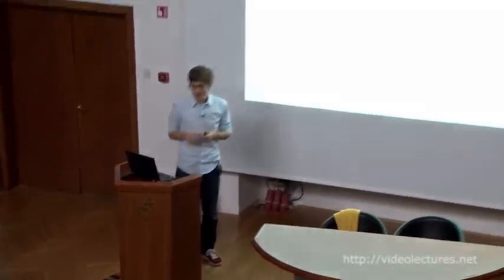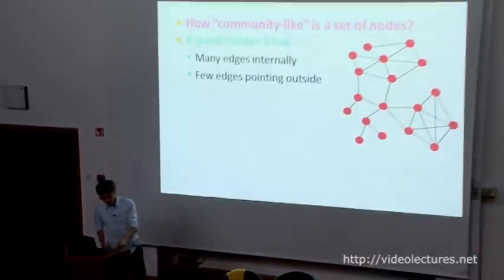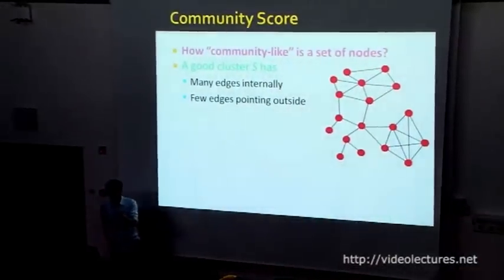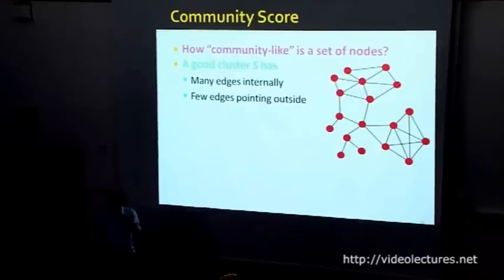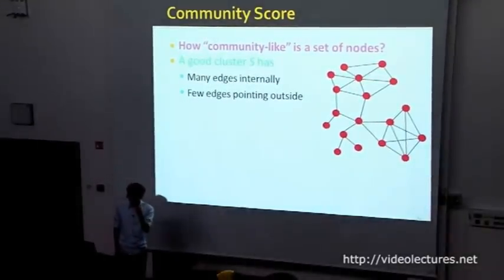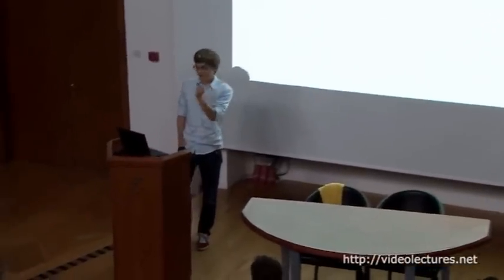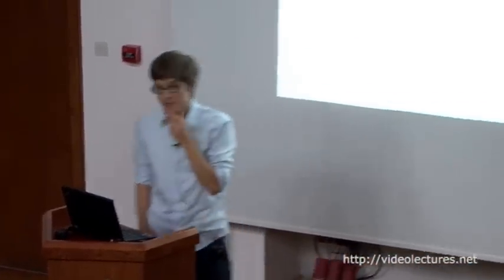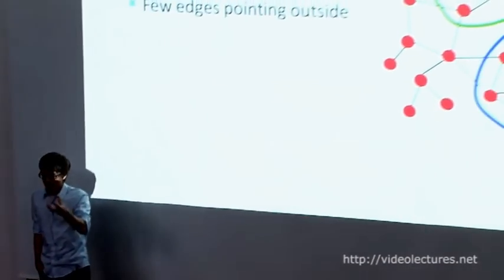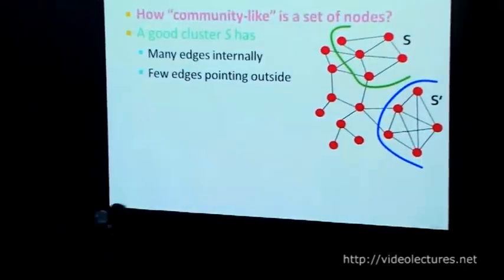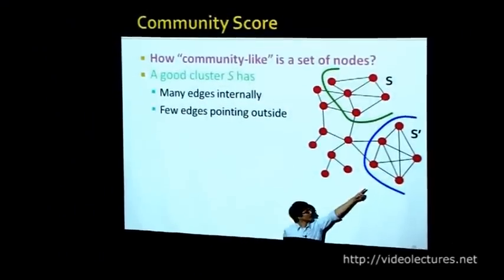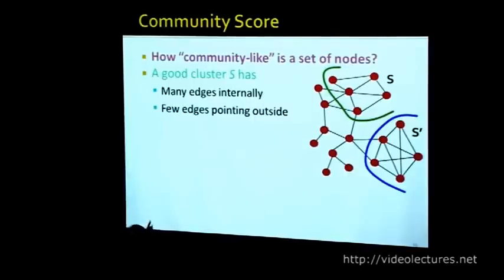So now going back to what we want to do, we would like to design a measure that says how community-like a set of nodes is. How good of a community is a set of nodes? I take a set of nodes S, and my intuition is still that good communities have many edges between the members of the set and few edges pointing outside. If I give you examples of two sets, my set S and below it my set S prime, and ask which of these two is a better, more community-like set, I think we would all decide that this one is a better community. Why? Because it has more edges between the members, and fewer edges pointing outside than my green community up there.